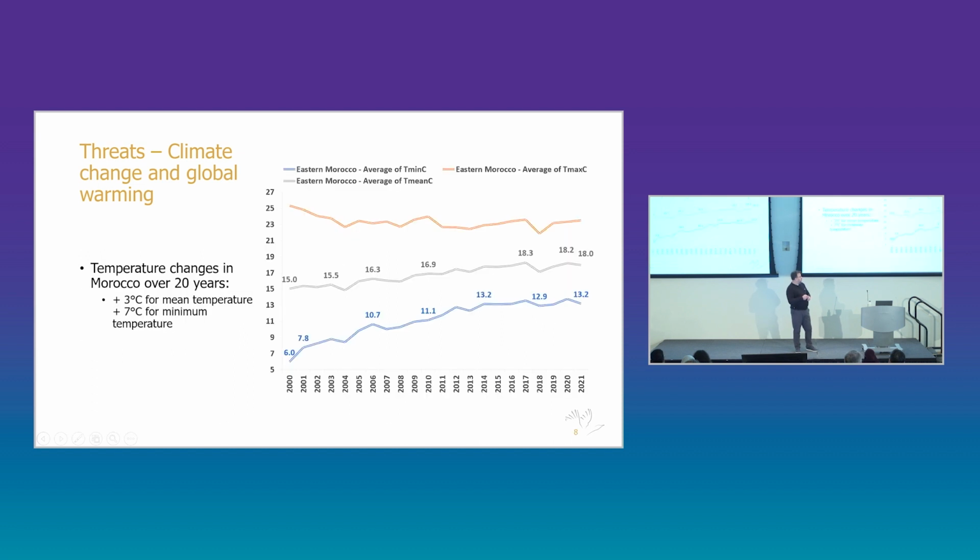In the Houbara, we have some clues that global warming might be affecting the species, but we need to delve deeper into it. This is a graph showing the average temperature in eastern Morocco, where we work, over the last 20 years. What you can see is that the mean temperature increased on average by 3 degrees, and the minimum temperature increased on average by 7 degrees, which is very significant.